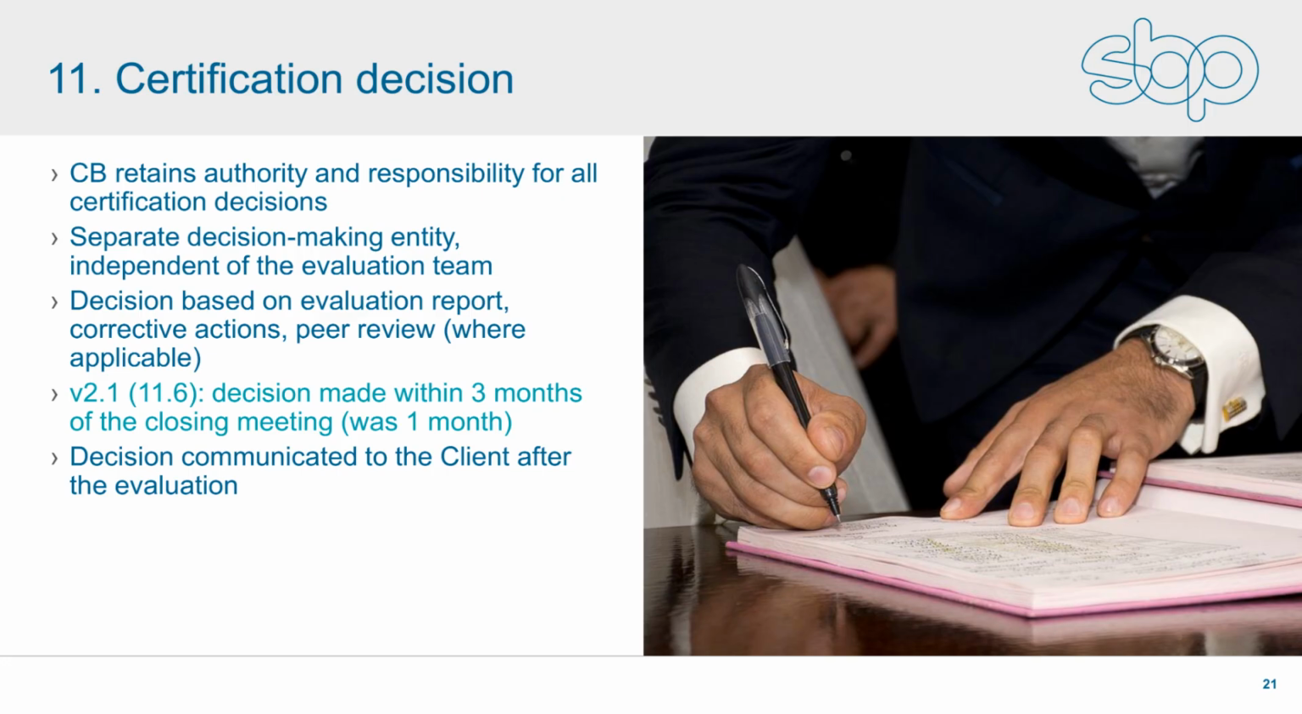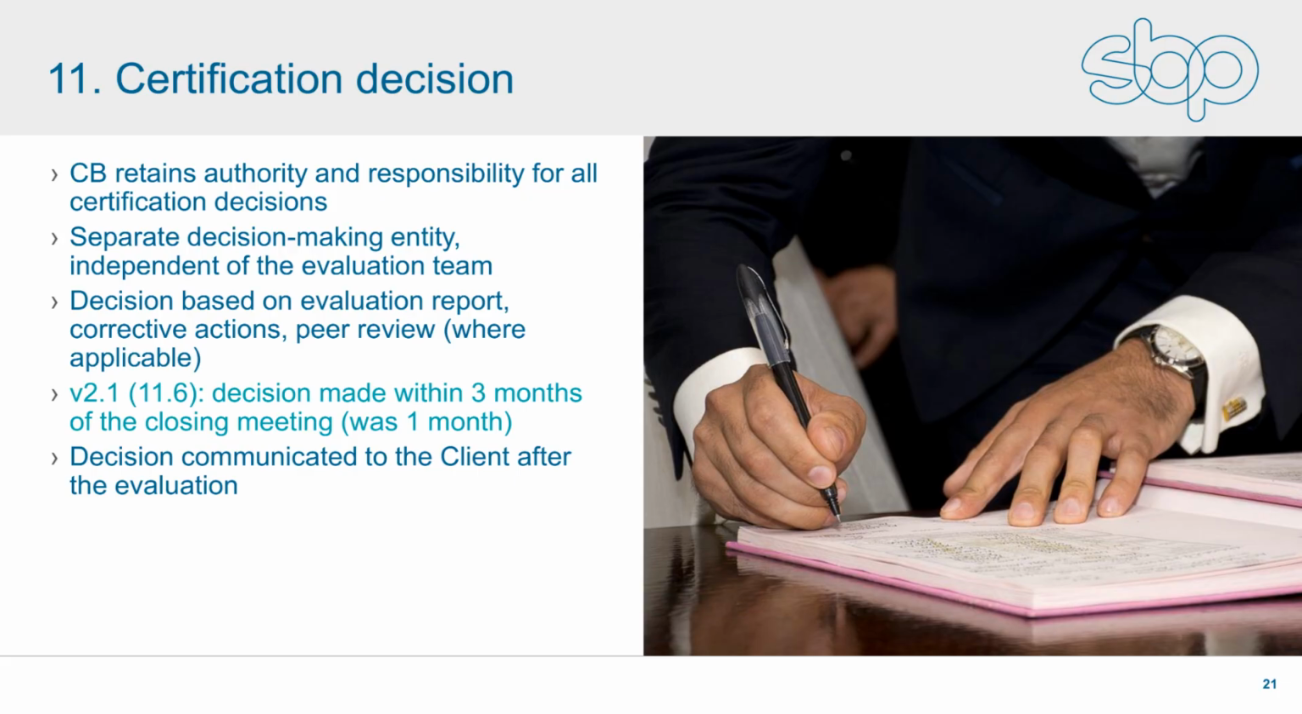Section 11 covers the certification decision. The certification body retains authority and responsibility for all certification decisions. If a subcontractor is used elsewhere in the certification process, the decision function itself stays with the CB. The certification body assigns a decision-making entity that is separate from the evaluation team. That entity must meet requirements for qualification, experience, and impartiality.